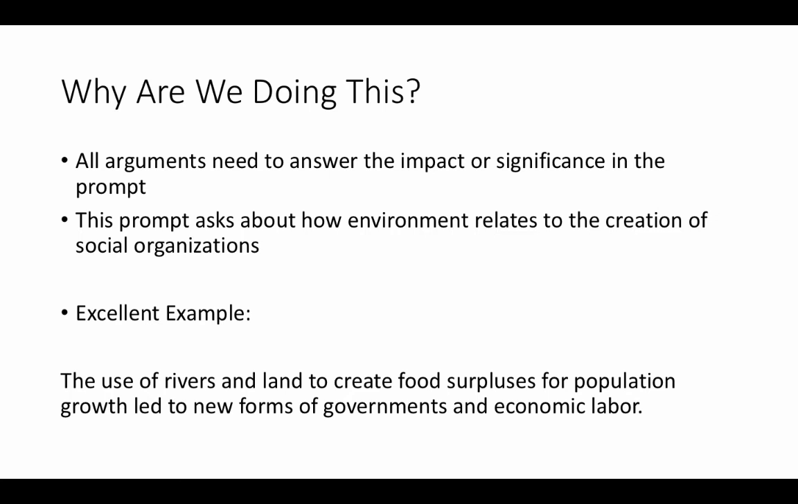So here's a really good example. The use of rivers and land to create food surpluses for population growth led to new forms of governments and economic labor. So there we go. Here's our environment, rivers and lands for food surpluses, and the social relationship, new forms of governments, economic labor.